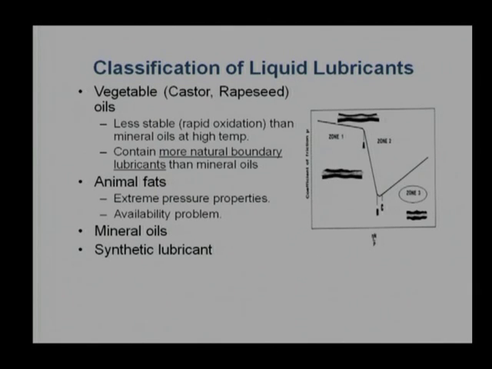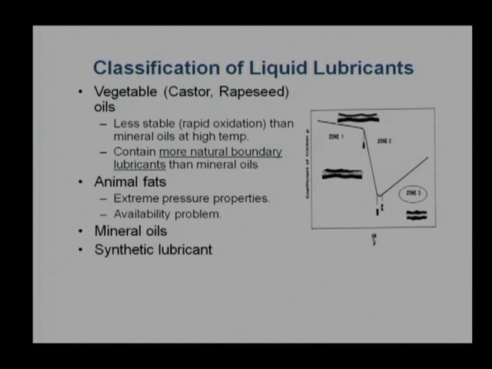Liquid lubricants are classified based on their origin, whether they are extracted from vegetables, animals, crude oil, or they are made in a lab. Based on their origin, we classify as vegetable oil. Typical examples are castor oil and rapeseed. Animal oil is maybe fish oil, whale oil.